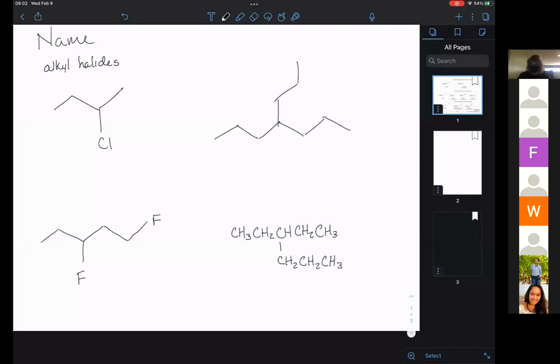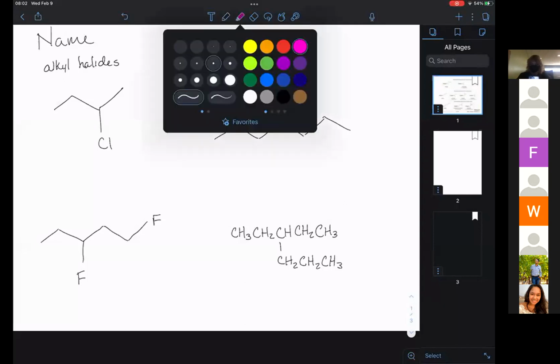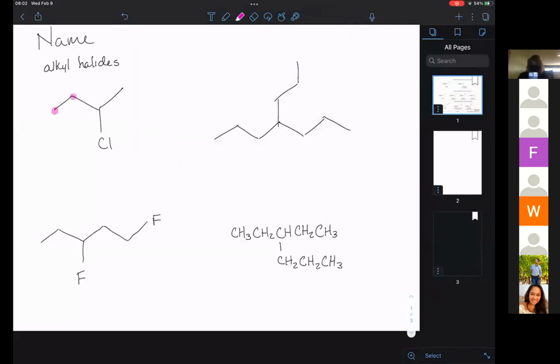So the first step, as always, is going to be to find your parent chain. In this case, it's these 4 continuous carbons, right? The longest continuous set. So my parent chain would be a butane. I'm going to identify my substituents, which in this case is this chloro group right here. All right, so this is a chloro.